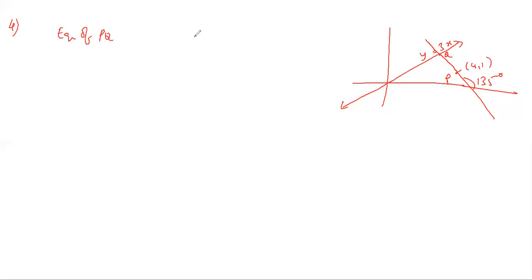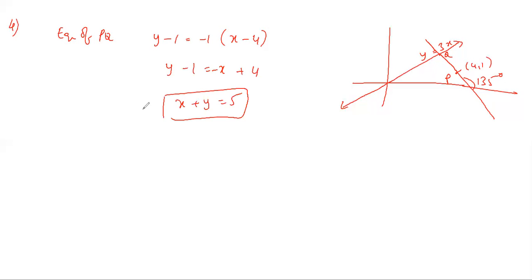Point slope form: y minus y1 equals slope times (x minus x1). The slope for 135 degrees is minus 1, and x1 is 4. So y minus 1 equals minus x plus 4, so x plus y equals 5. This is line PQ. Next, y equals 3x is the other line. Solve it: y equals 3x means 4x equals 5, so x equals 5 by 4. If x equals 5 by 4, y equals 3 into 5 by 4, so 15 by 4. That is the point Q.